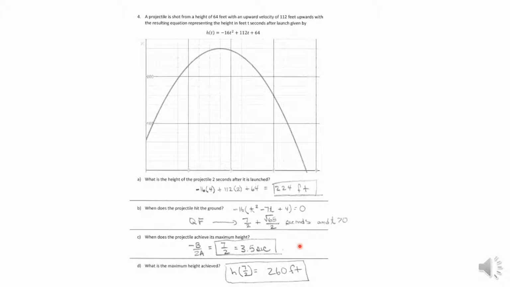The maximum height is going to happen at the vertex, so minus b/2a gives you 7/2 here, and when you plug 7/2 into the h equation, you get 260. Okay, 5 through 8. Here we use the square root property to solve, and that is our solution.